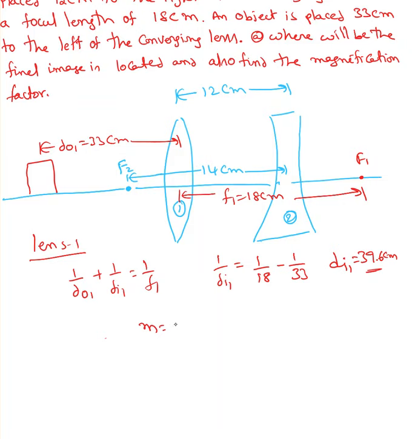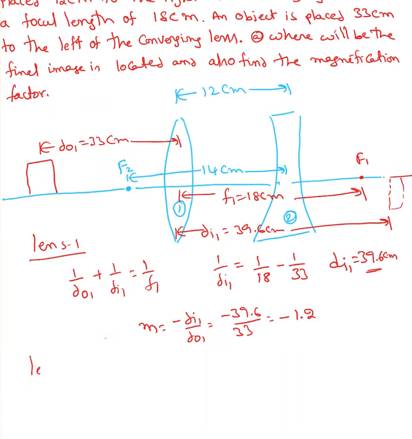What is the magnification factor? Minus distance of image 1 over distance of object 1, which is minus 39.6 over 33. That magnification factor is negative 1.2. I end up with a negative number, so the image of the first lens is going to be inverted. Since it is an image, I'm going to draw a dotted line. So here is the distance of image 1, which is 39.6 centimeters.